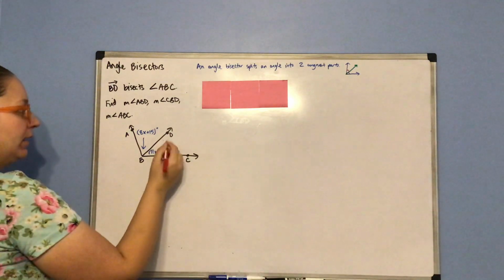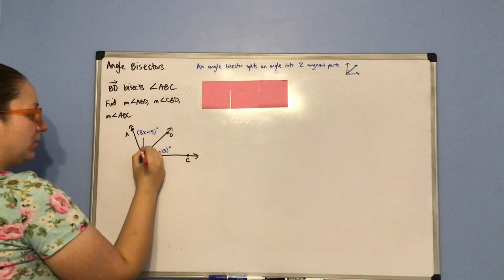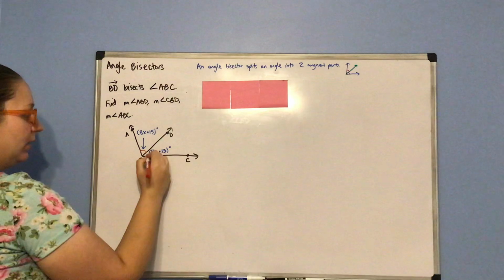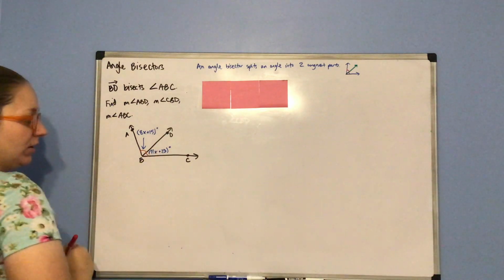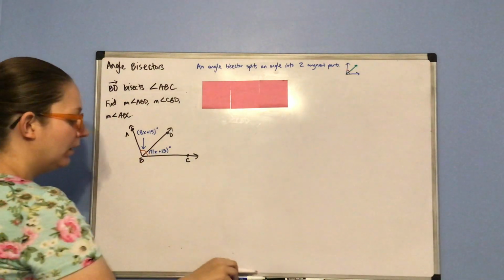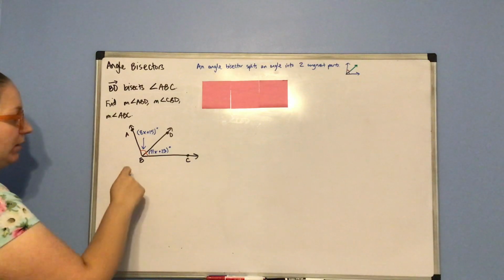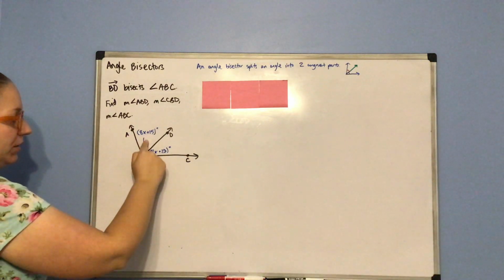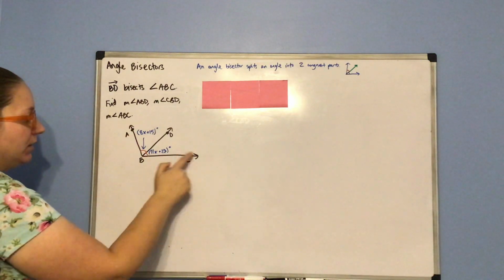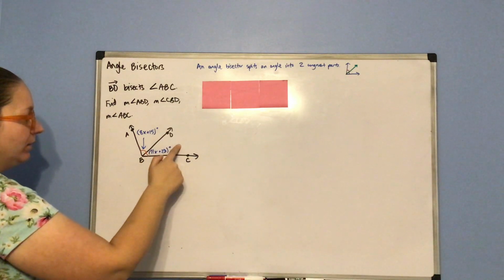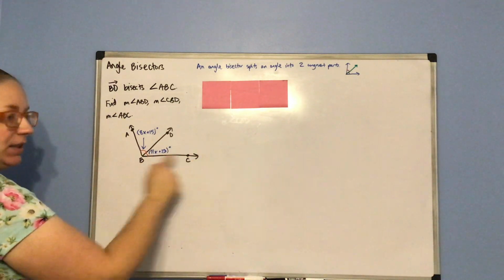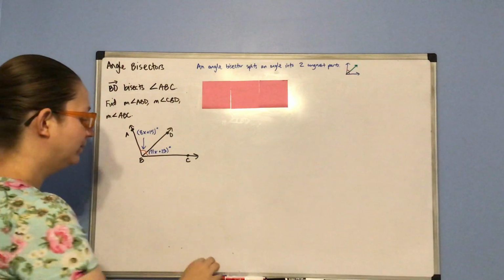So ray BD is splitting angle ABC into two congruent pieces. So this angle is the same measure as this angle. What they want us to do is find the measure of angle ABD, which is this one, the measure of angle CBD, which is this one, and then the measure of angle ABC, which is the outside larger angle.